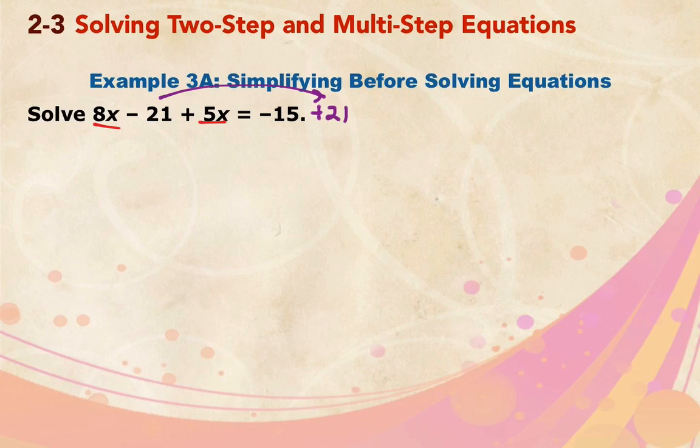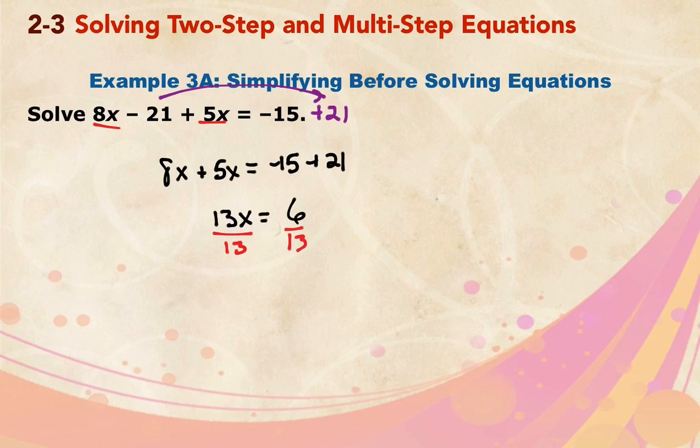So now just to rewrite this, we have all of our variable terms on our left. 8x plus 5x equals negative 15 plus 21. Now I'm just going to combine my like terms here. 8x plus 5x is 13x. And then negative 15 plus 21 is going to be 6. And now I'm just going to divide. So my final answer here is going to be x equals 6 over 13.